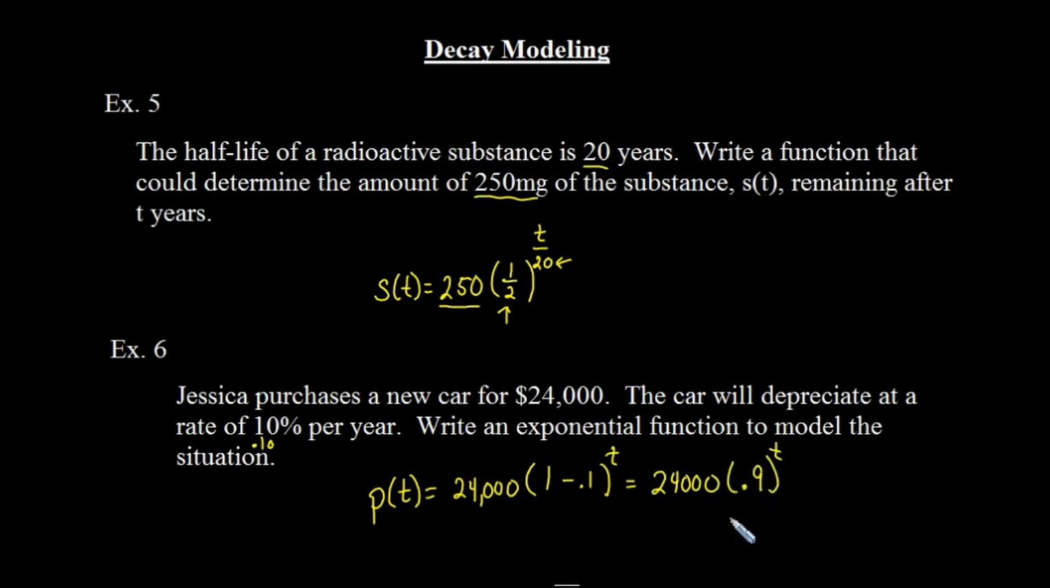Now with decay problems, with the percentage change like this, it's a little bit harder to see our decay rate. But our decay rate is 10%, and that is just 1 minus 0.9, and that gives us our 0.1 decay rate. That's going to end our video for today.